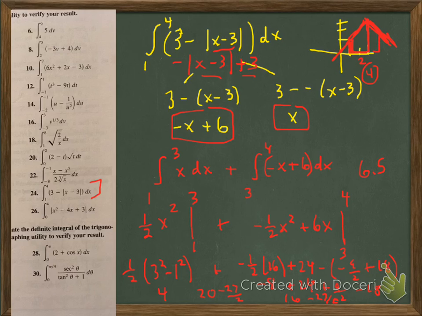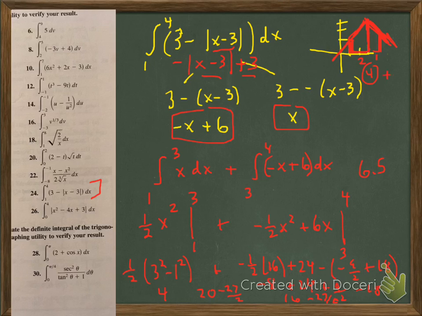And this is a trapezoid that has a height of 1. And the bases are 3 and 2. So 3 and 2, average 2.5. Sorry, if this is 3, this is 2. Average 2.5 times 1 is 2.5.